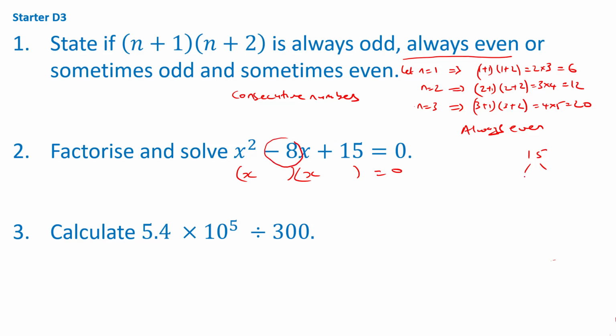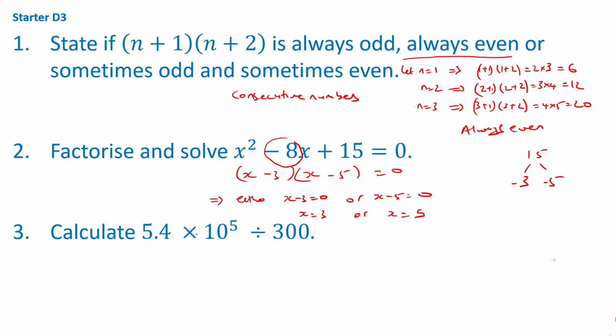So let's see. 3 and 5 will give us minus 8 if they are both negative. So it'll be x minus 3 and x minus 5, which implies then that either x minus 3 is equal to 0 or x minus 5 is equal to 0, which means that x is equal to 3 or x is equal to 5.